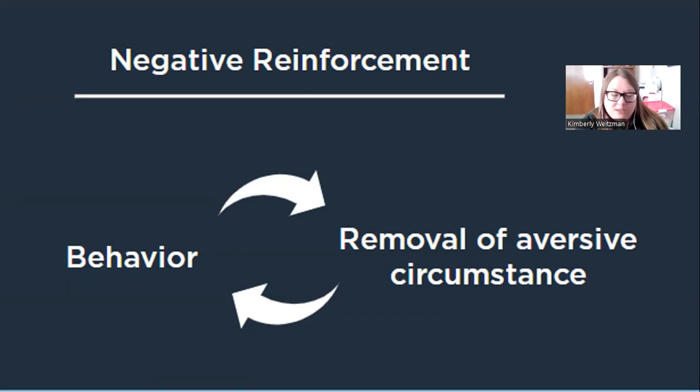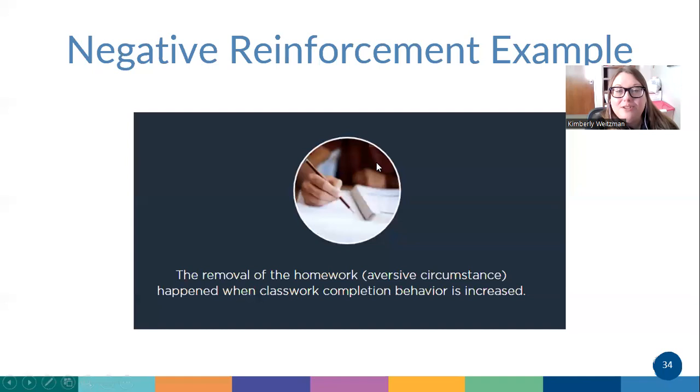Just a heads up, this is a quiz question. Negative reinforcement and punishment are not the same. They're actually very different. We'll get to punishment here in a second. Let's just focus right now on negative reinforcement, removing an aversive circumstance. So an example might be a teacher will not assign homework if her students are able to complete all of their schoolwork during the day. So in this instance, homework is the aversive circumstance that occurs when classwork is not completed during class. So negative reinforcement of removing that homework hopefully increases the behavior of getting all your work done during the school day.